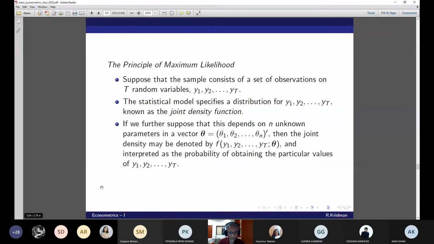Now see what maximum likelihood does, how it interprets the joint density function. Look at this. This is the principle of maximum likelihood. Our idea is to, you won't fight with me when I say our idea would be to maximize this probability of obtaining the particular values, won't you?